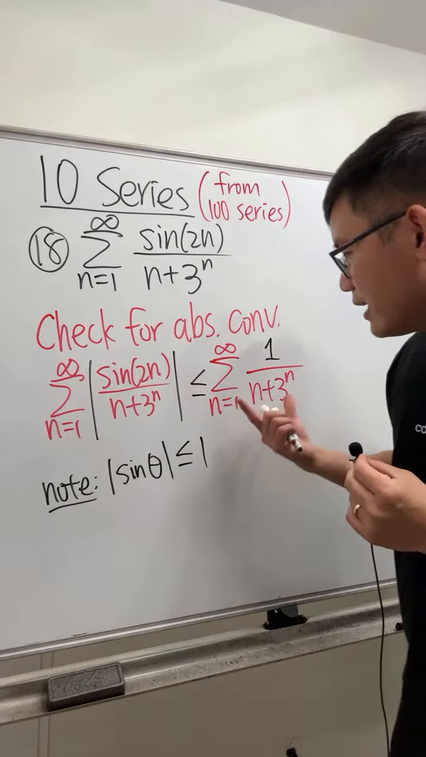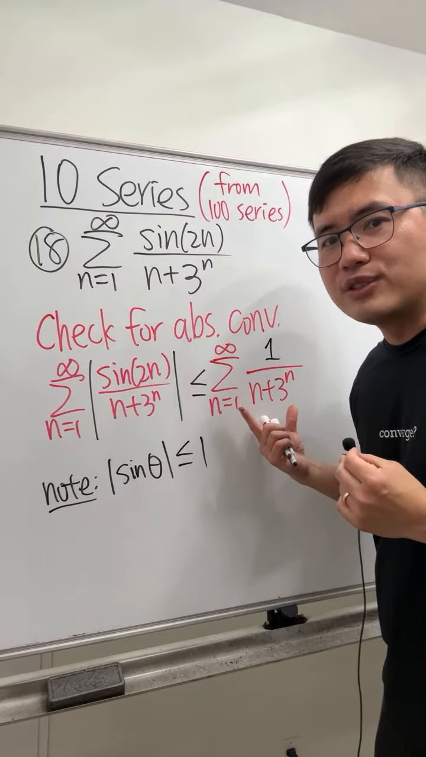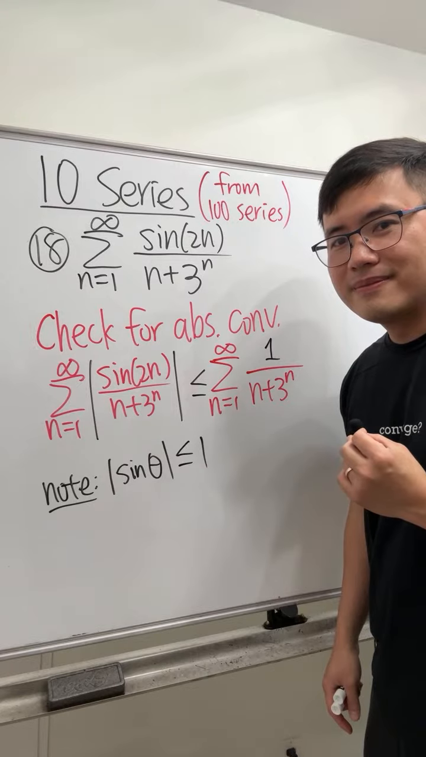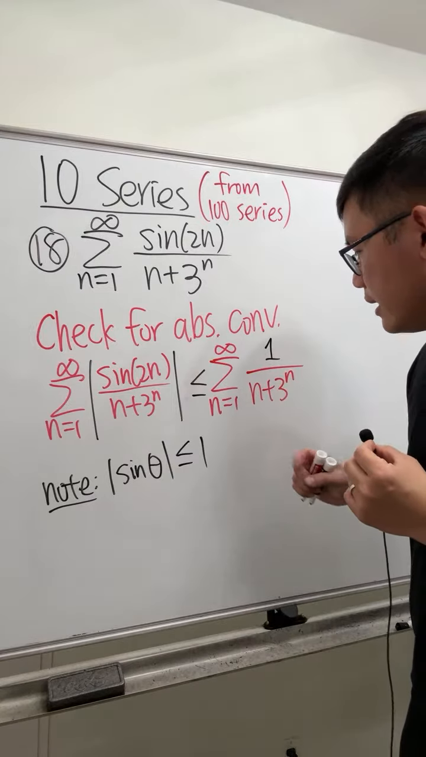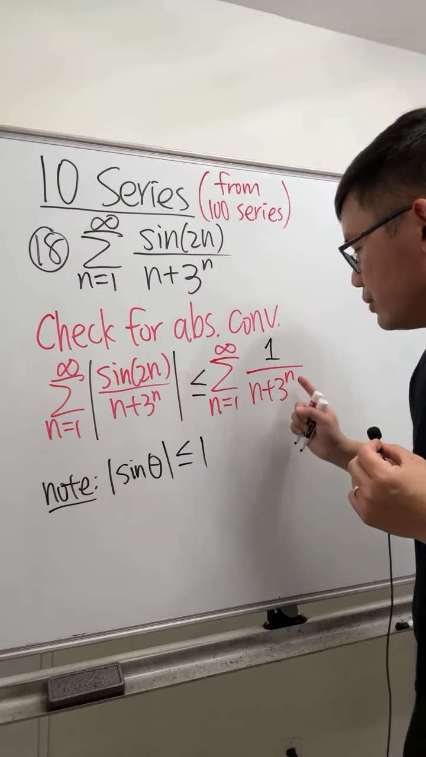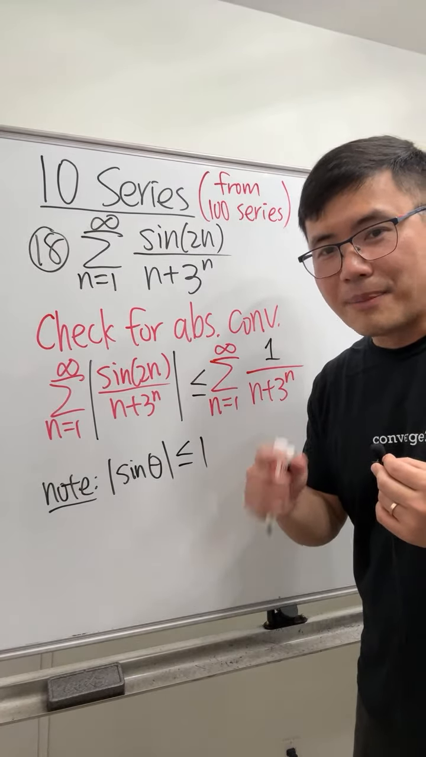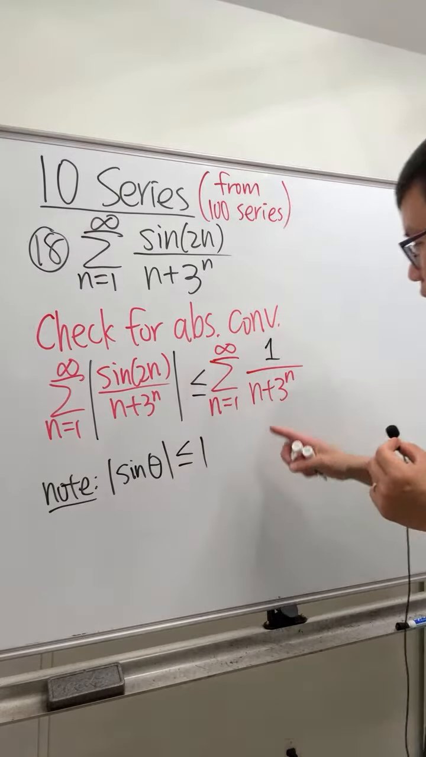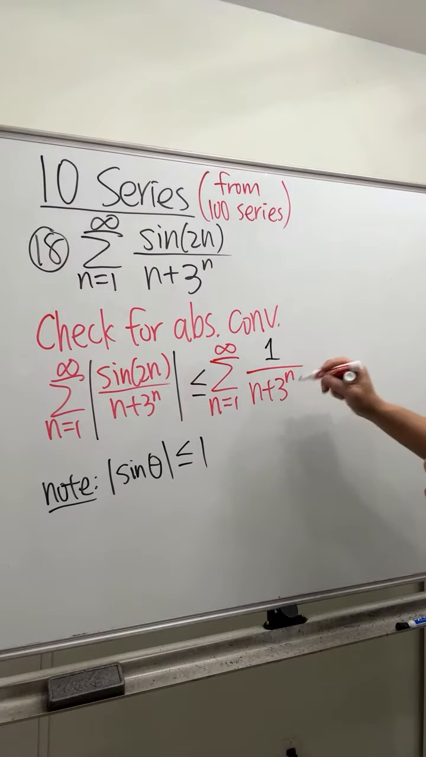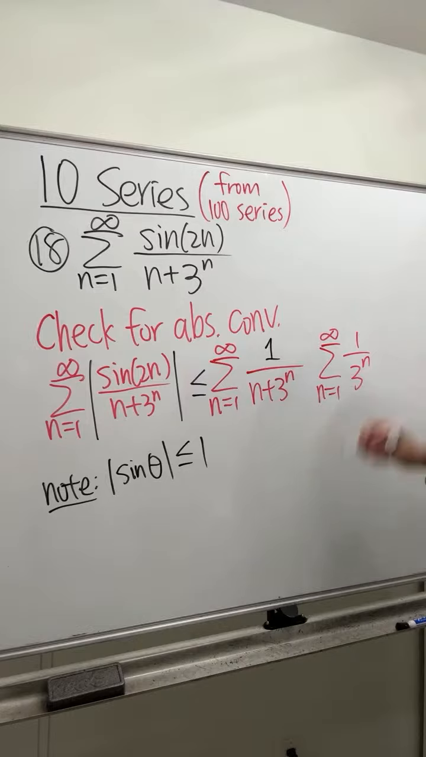And now, if you look at this series, what can we say? Does this converge or diverge? On the top we have 1, on the bottom we have n plus 3 to the n. Which part is the dominating part? Comparison with 3 to the n on the bottom, right? Pick out the dominating part. So ignore the n. If you make a quick comparison, this right here is the series, n goes from 1 to infinity, 1 over 3 to the n.